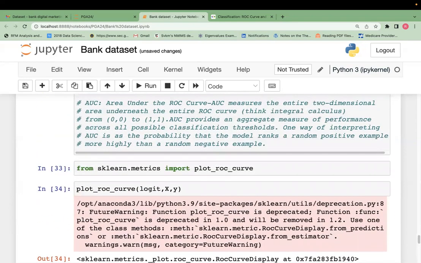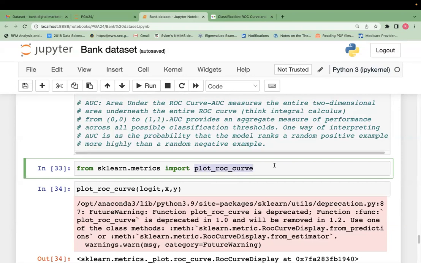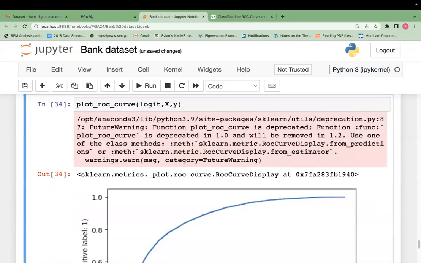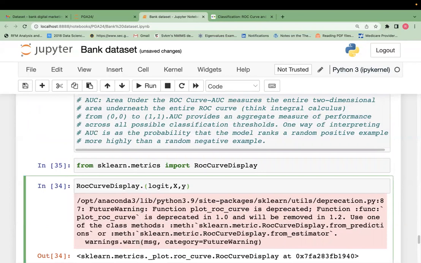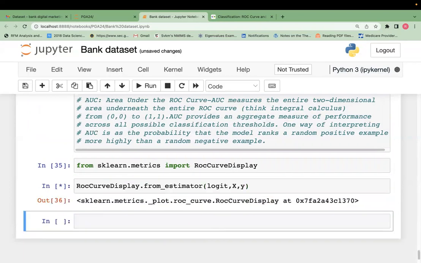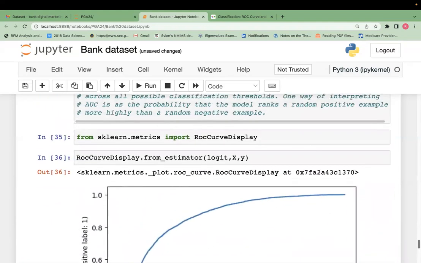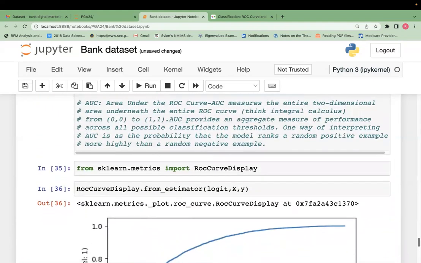We'll change something, one second. This is deprecated, so use ROC curve display, ROCCurveDisplay.from_estimator. 0.86. Use this methodology because plot_roc_curve is being deprecated. Completely uninstall and install the latest version, Python 3.9 Anaconda.